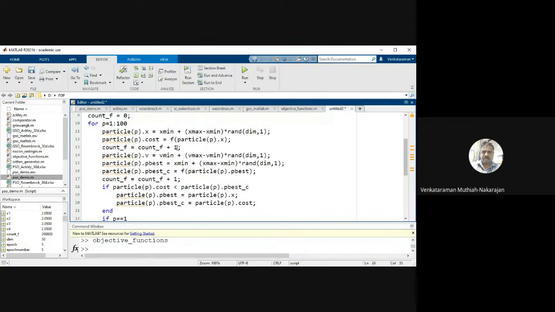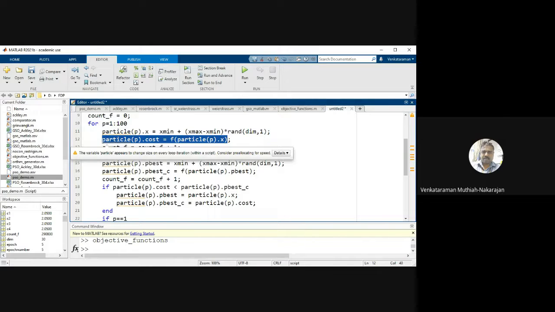So the idea here is, for every particle, we have defined 100 particles. For every particle, you have to find the cost of the point. So we have 100 particles, so 100 cost points. So this is an array: particle p dot x, where p takes a value from 1 to 100. So each x is a member of the swarm, or a particle.